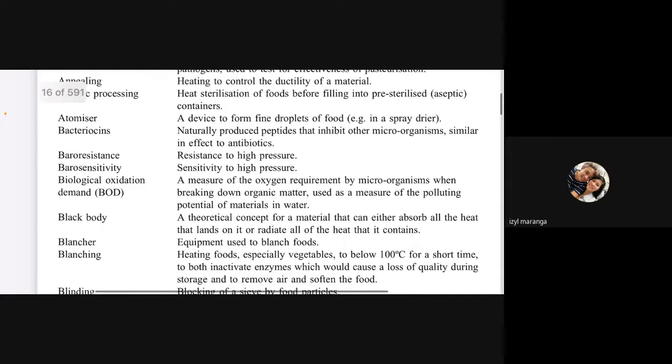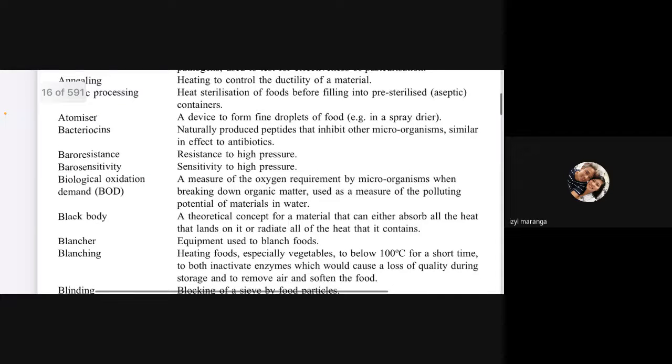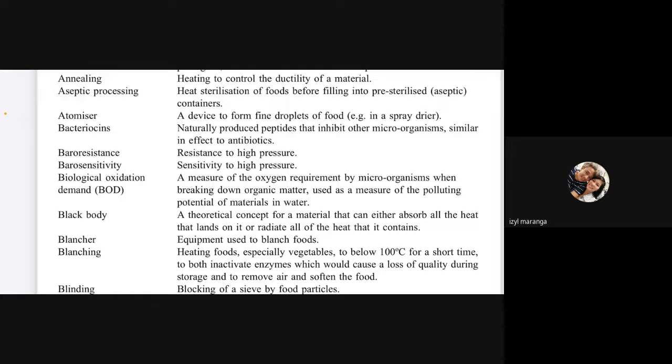Now we have A for annealing, heating to control the ductility of a material. Okay, parang i-control mo ang kanyang form or shape, no, by heating. That's annealing. And then we have aseptic processing.